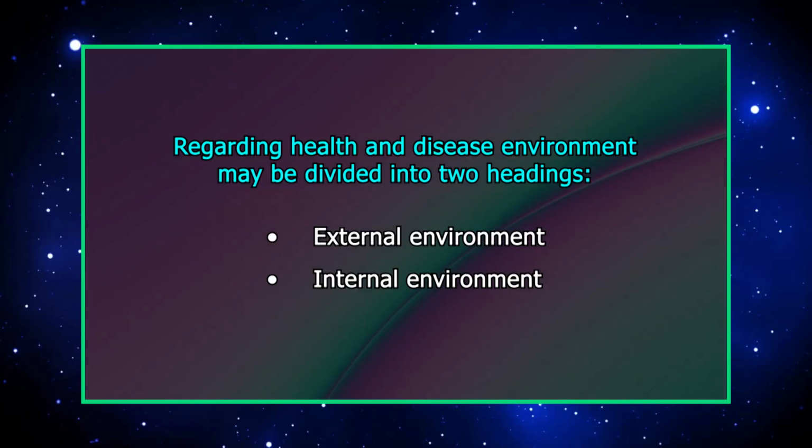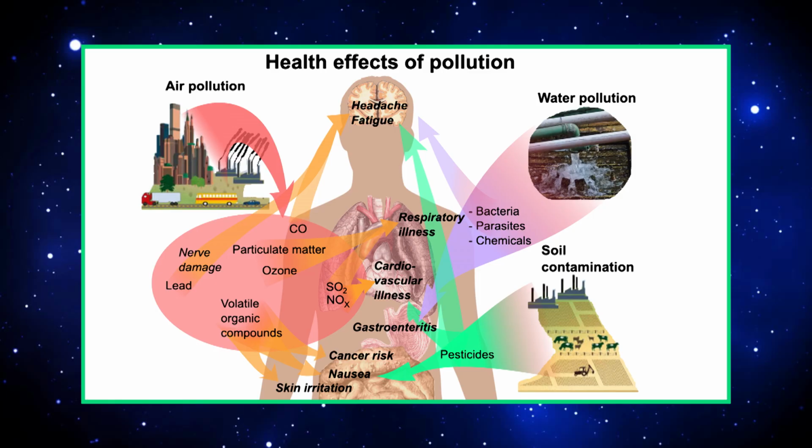Health depends on the environment in which one is born and brought up. Environment can be both a cause as well as a cure of many diseases. Regarding health and disease, environment may be divided into two headings: external and internal environment. Earth's surface and the environment surrounding are important to human health. The nature of soil, water, air, temperature, wind, cloud, rainfall, humidity, etc. determines man's health and welfare.